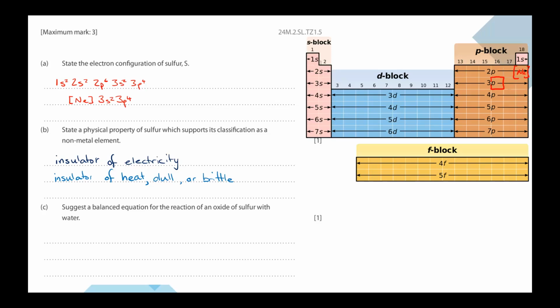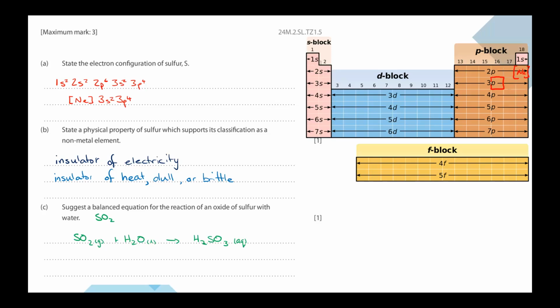And suggest a balanced equation for the reaction of an oxide of sulfur with water. So we have SO2, that's sulfur dioxide. Now if we go SO2 plus H2O, that gives us H2SO3, sulfurous acid. Great equation. I was going to say it doesn't need balancing. It does need balancing, because it's a chemical equation. It's just that when you write it straight like that, it's already balanced.